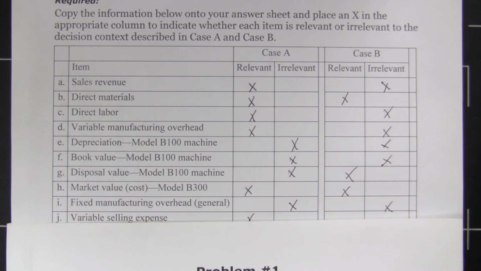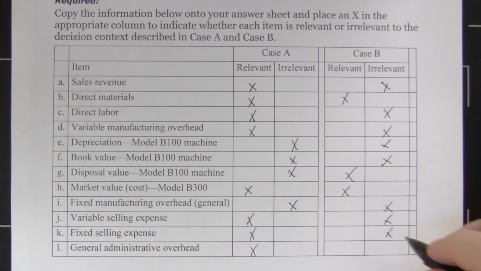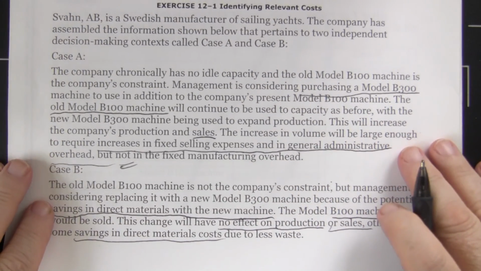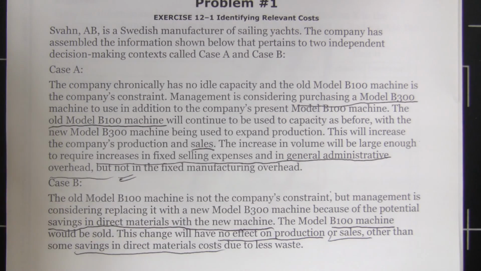The fixed overhead, the general overhead's not going to change, so that's not relevant. And they tell us there'll be no change in production, so the selling expense and the admin will not change. So it's just a chance for you to look at a series of facts and decide among these facts which are relevant or not relevant to the decision-making process. Sometimes knowing what to consider is as important as the actual consideration itself.